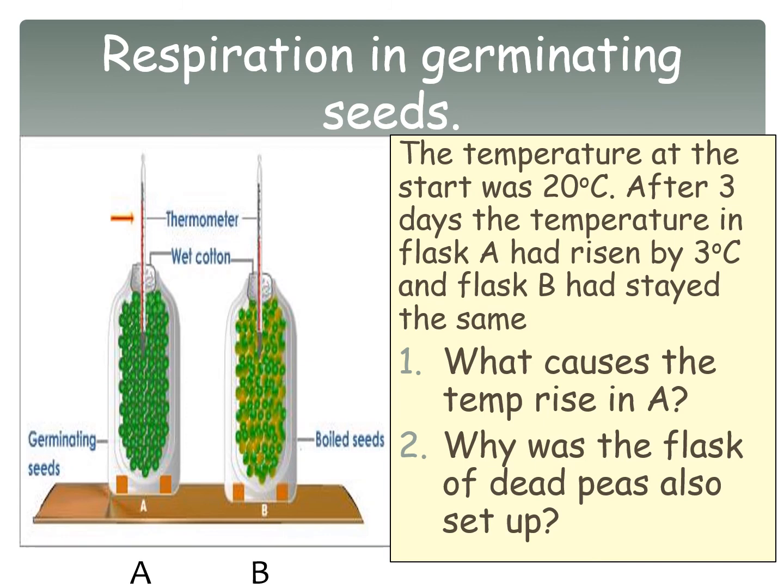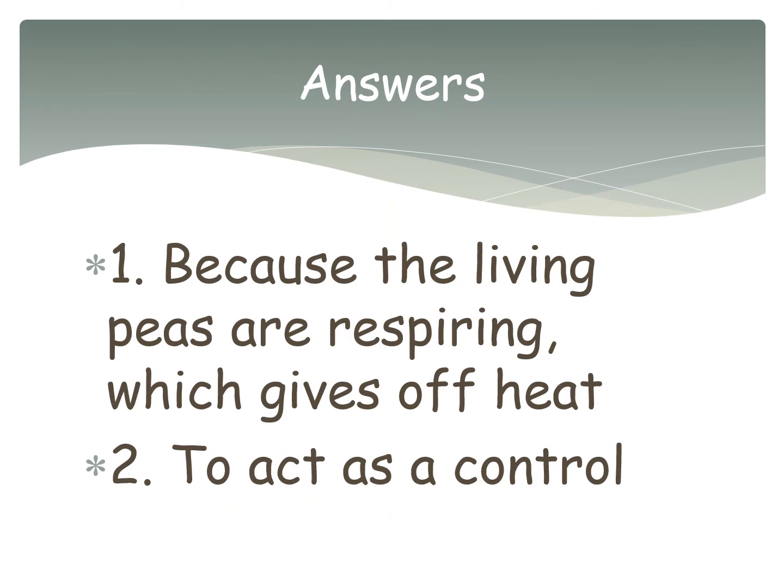So the answers are that the living peas are respiring in A, which gives off heat, so that would cause the temperature to rise, and the boiled peas were set up as a control because obviously the peas would not be alive.